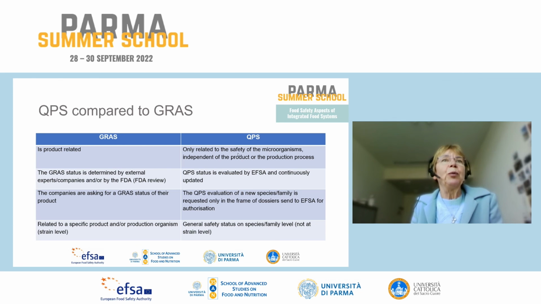That's different from the QPS because the QPS is independent of the product and independent of the production process. The manufacturing process is evaluated separately from the QPS assessment. So the GRAS is related to a specific product or production organism. The QPS is general. It includes all the strains belonging to a certain taxonomic unit. So it's much broader in the strains it includes.